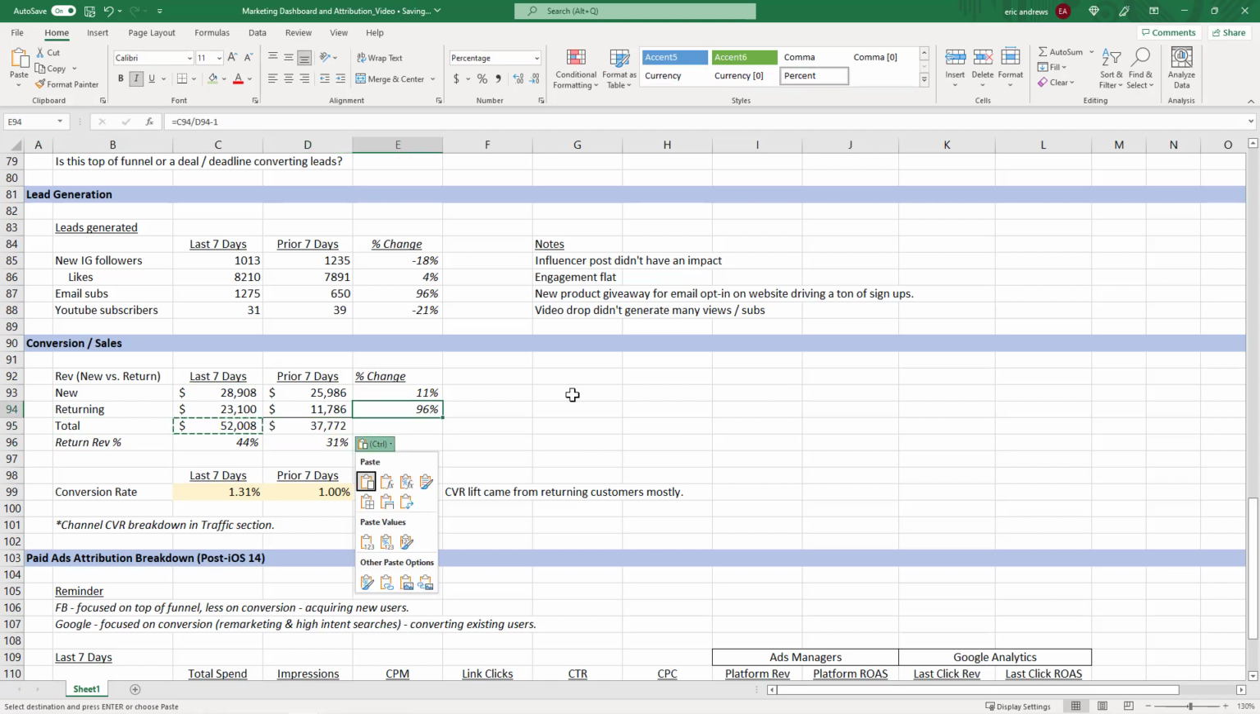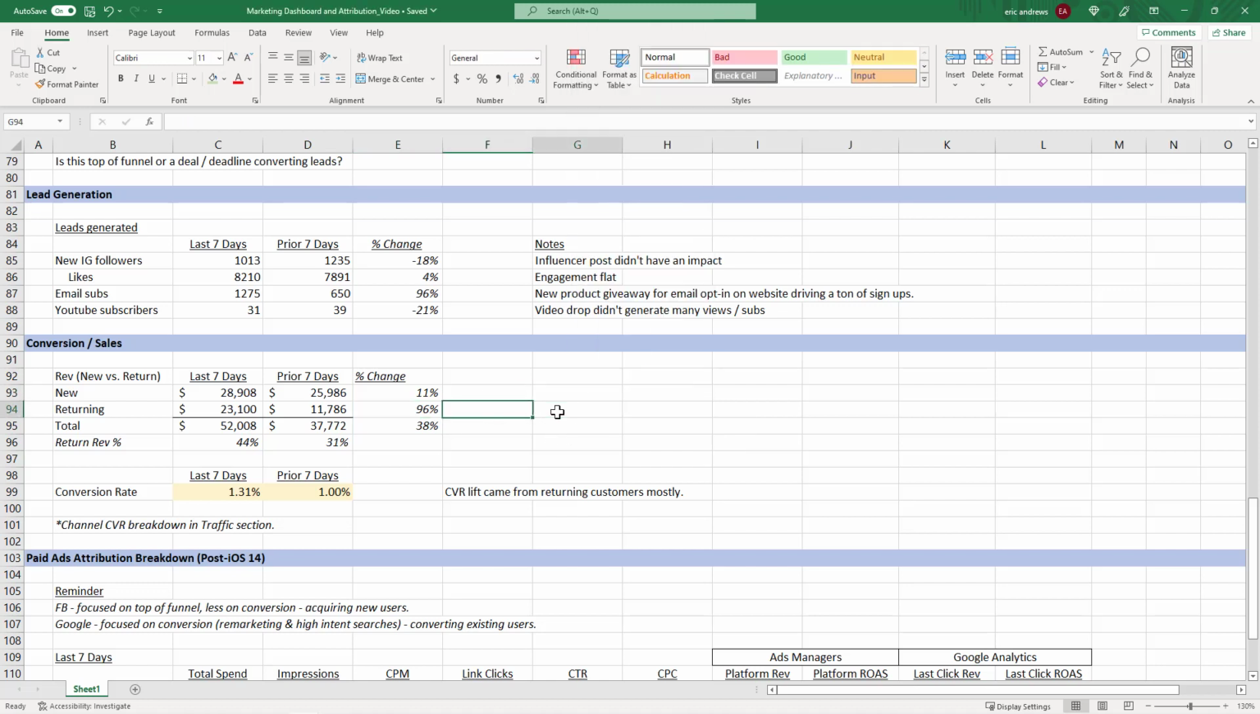And so here we can see, total revenue was up 38% week over week, but new revenue was up only 11% week over week, and returning revenue was up 96% week over week. So it seems like this discount that we ran really reactivated customers who had purchased in the past, and they came back and purchased again. That's why we know the biggest thing we had over the last 7 days was a lift in recurring revenue.